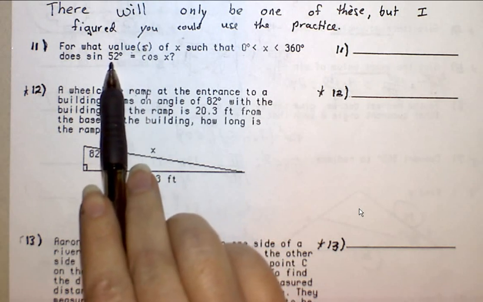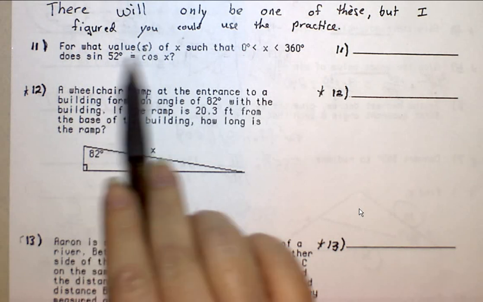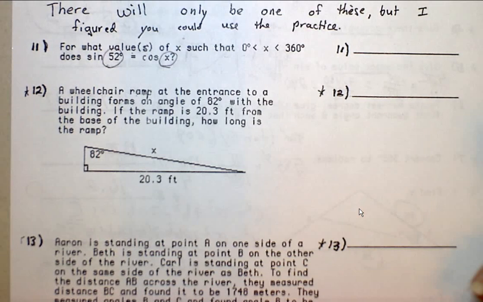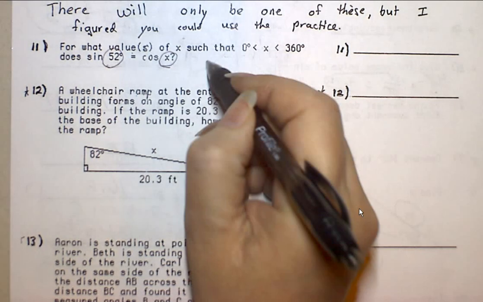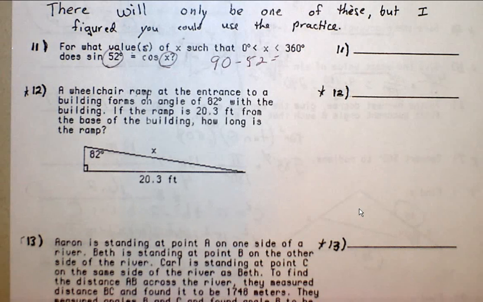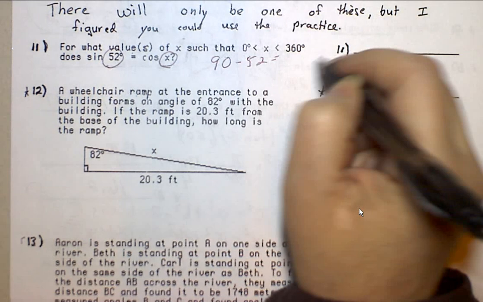So let's first of all find our number. So this and this have to add up to 90. So we have 90 minus my 52, which gives you 38.